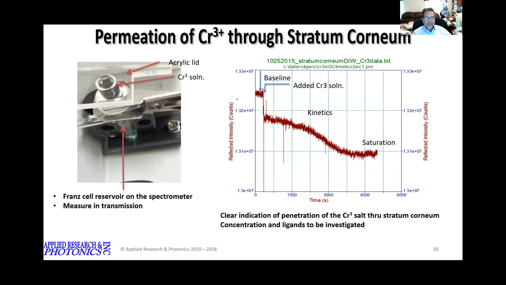So what happens is, I have this baseline from just the stratum corneum mounted in this Franz cell, and nothing is happening. At this point, we have added dilute chromium solution in DI water onto the top of this Franz cell setup. Then the idea is that if chromium penetrates through this stratum corneum, the transmitted intensity will record that.